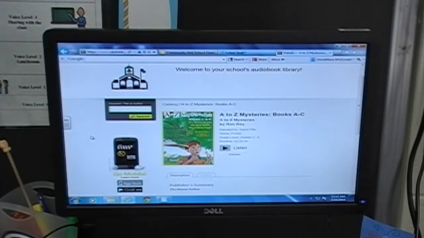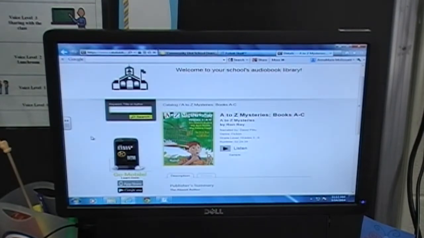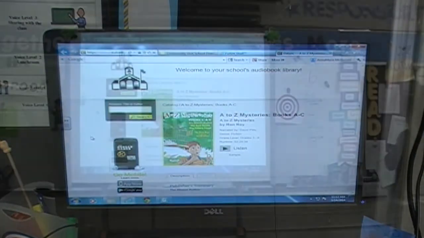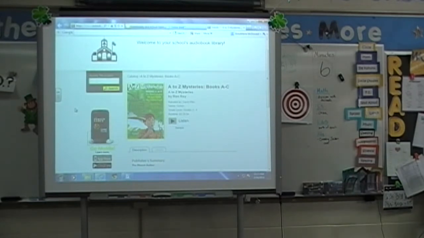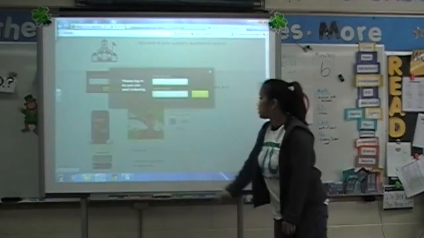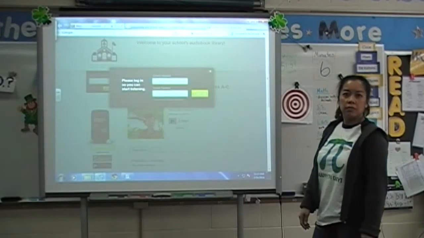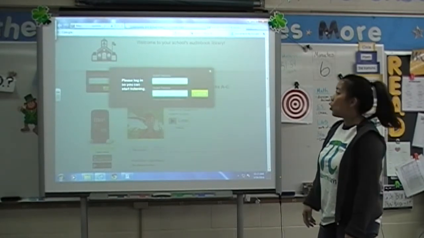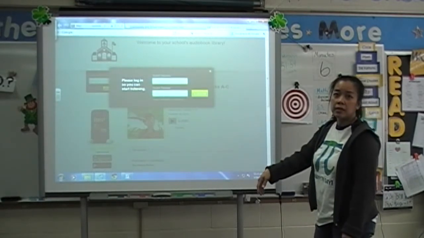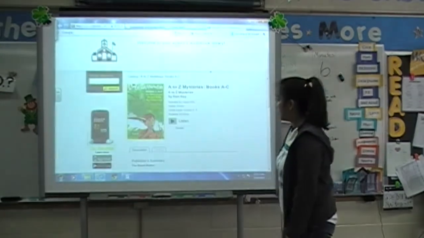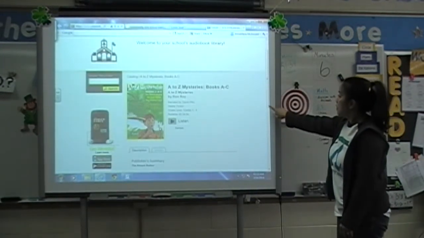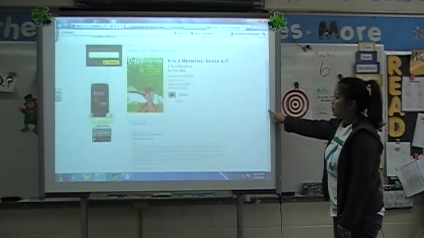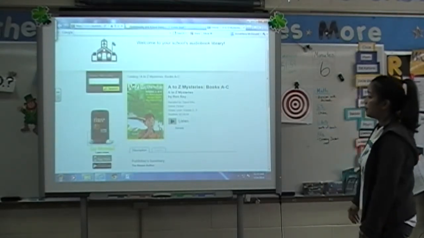Okay, so this is their Follett shelf, and this is the ebook that they have on there currently. So if I wanted to read the book in class, here's their book. This is an A to Z book, which is an audio book. So not really a good example, but they don't have a lot to choose from on their Follett shelf.